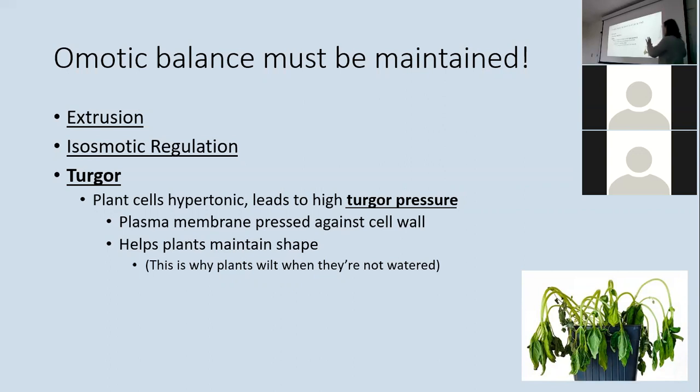So they create this turgor pressure by pushing the plasma membrane, taking on as much water as possible, pushing their plasma membranes against the cell wall, kind of maintaining their shape that way, right? And this is why plants wilt when they're not watered. The plant is not in a hypotonic environment, so it isn't able to take on lots and lots of water. It can't maintain that turgor pressure. The plasma membrane kind of comes away from the cell wall and the plant wilts, right? Can't stand up anymore, right?